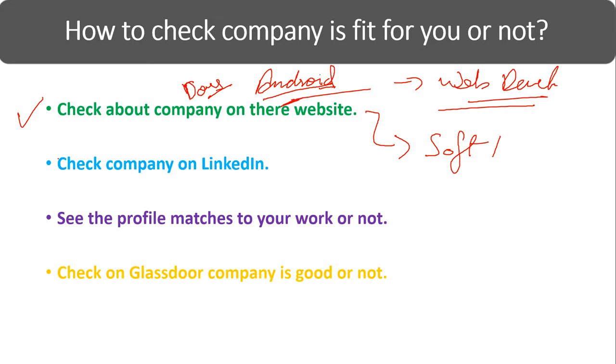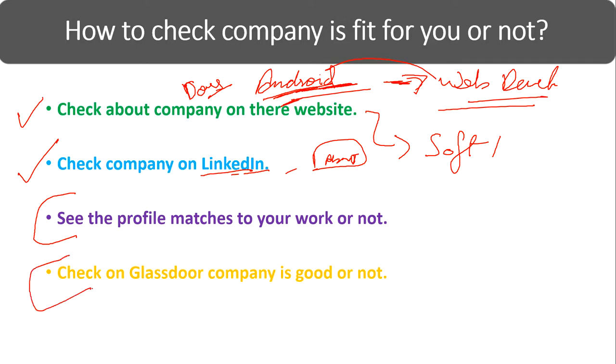Then after this you have to check the company on LinkedIn. On LinkedIn, inside About, you can check which technology the company works on, and you can see whether the profile matches you. If you are an Android app developer looking for a profile in Android app development and the company is recruiting for web development, you have to check whether you fit into it or not. Then check on Glassdoor whether the company is good or not.